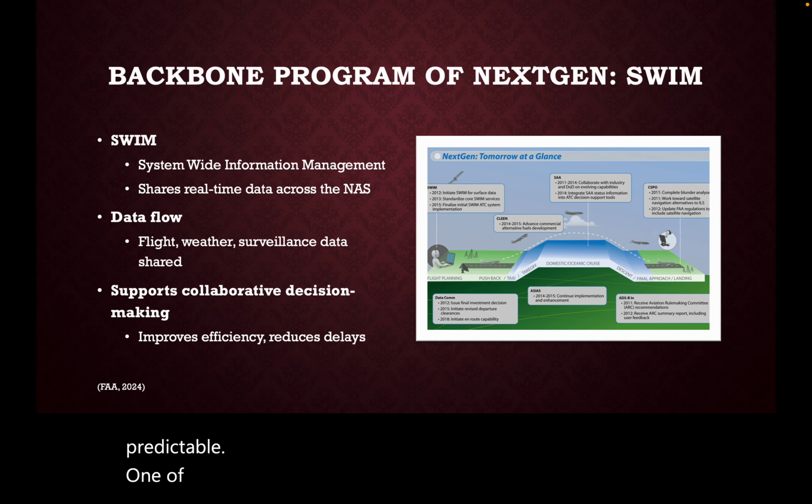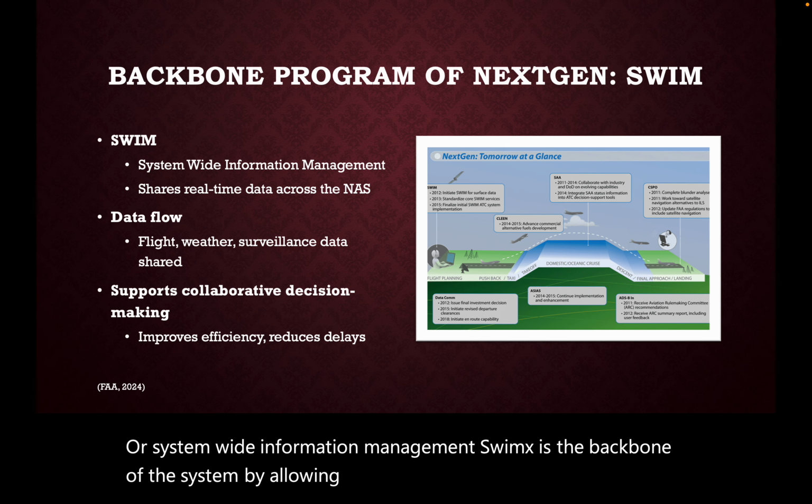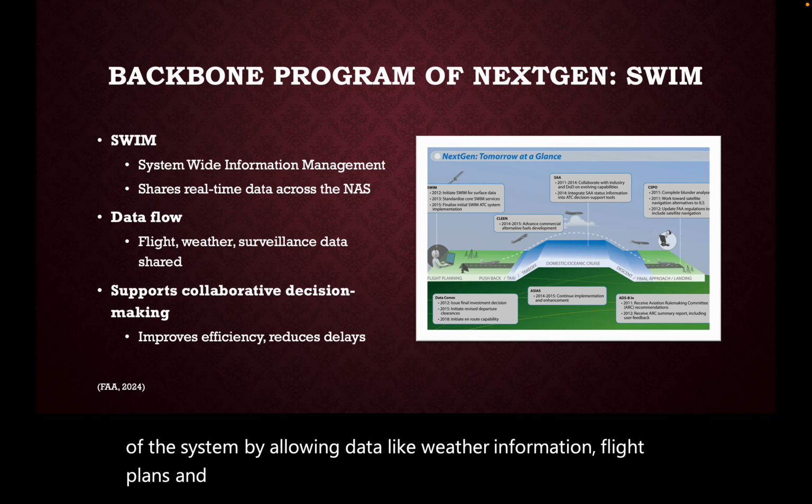One of the most important parts of NextGen is SWIM, or System-Wide Information Management. SWIM acts as the backbone of the system by allowing data like weather information, flight plans, and surveillance data to be shared across the entire airspace system in real time. This shared information helps air traffic controllers, airlines, and traffic managers make better decisions and improves coordination across the airspace system, especially during high traffic or complex situations.